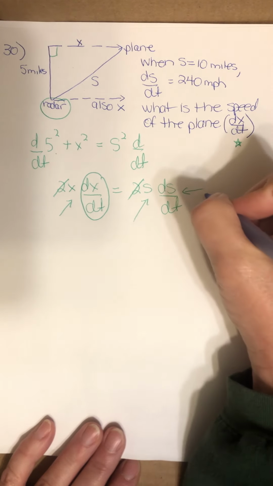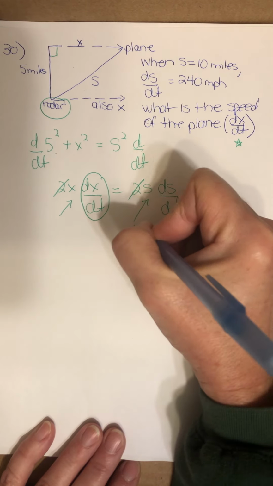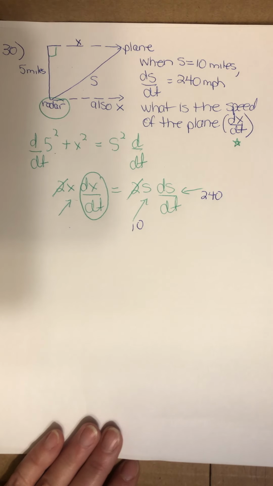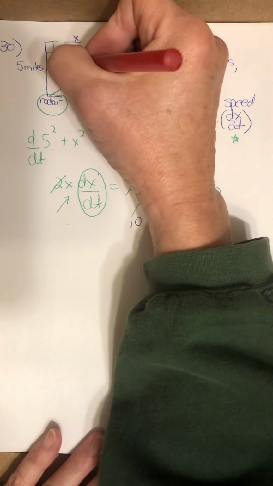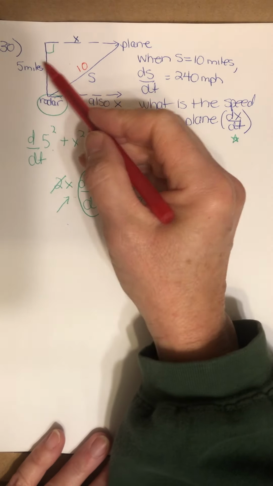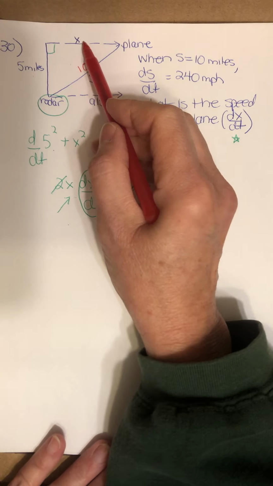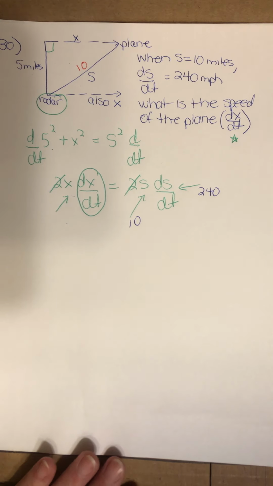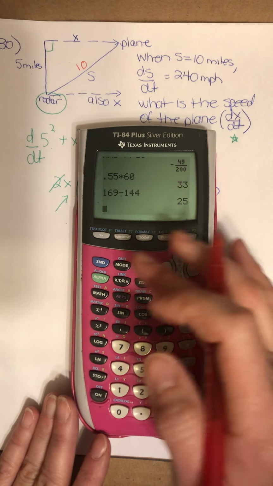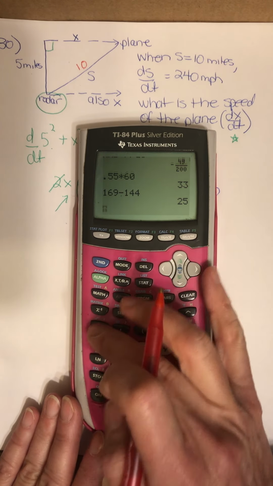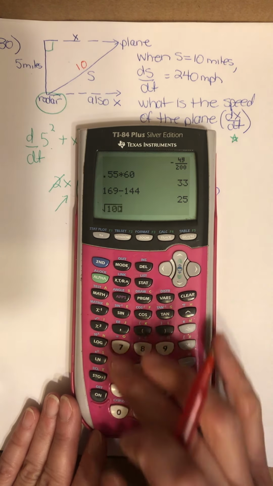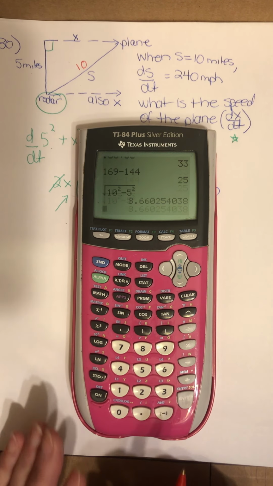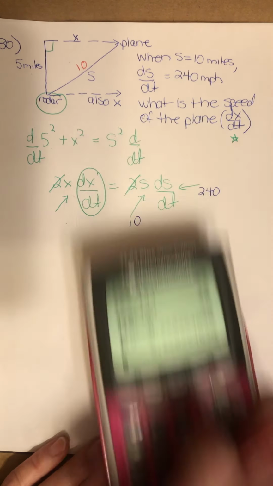Let's see, ds/dt they gave us was 240. s they gave us was 10. Notice again we don't have the x, but as you now know from the last problem, we actually do, right? If this side is a length of 10, we can use the Pythagorean theorem to find this x right here. So I'm going to go ahead and do that. I can see this isn't actually going to come out pretty, so I'm going to take the square root of the hypotenuse squared minus the side squared, and that would give us 8.66 would be the x length.